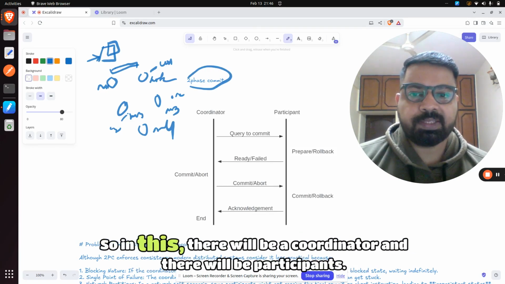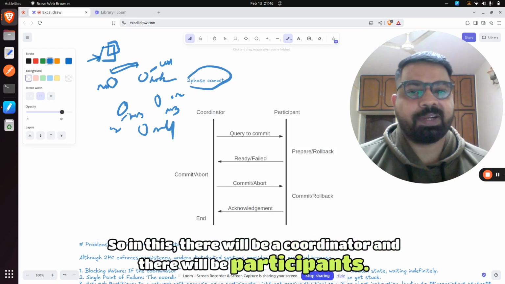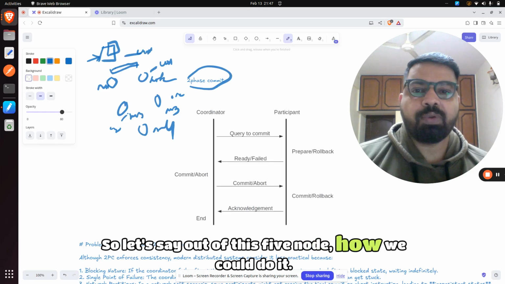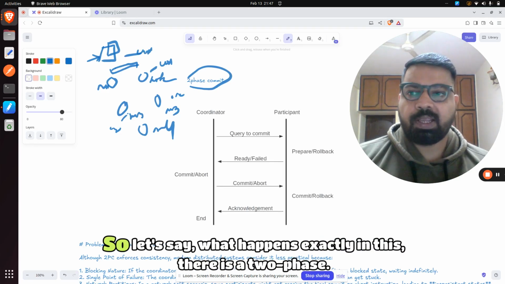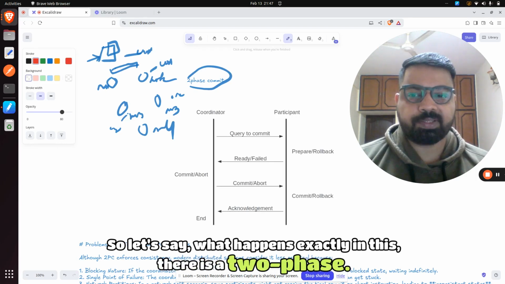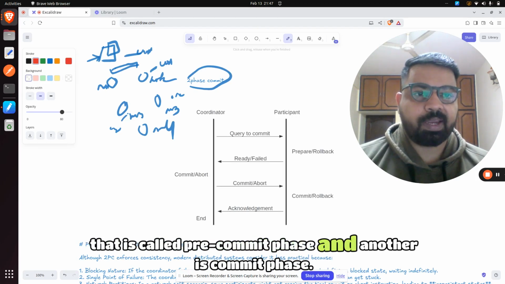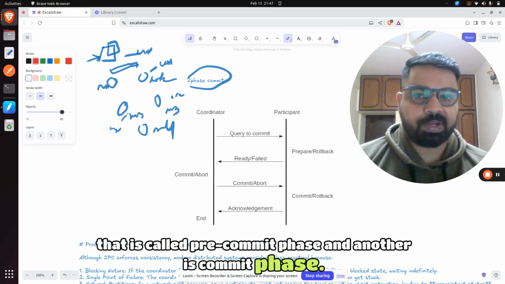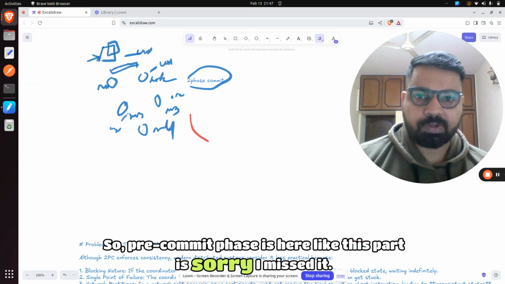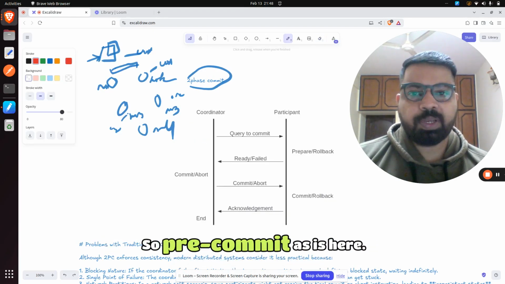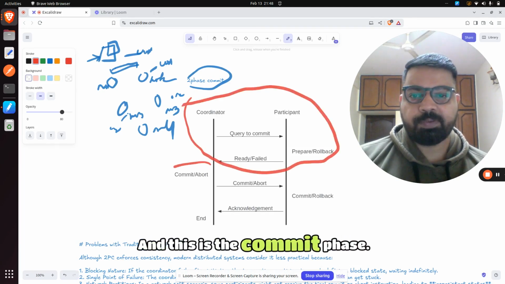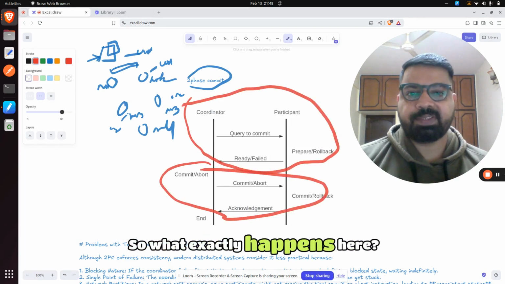In this, there will be a coordinator and there will be participants, right? So let's say out of these five nodes, how could you do it? What happens exactly in this? There are two phases: a pre-commit phase and another, the commit phase. The pre-commit phase is here, and this is the commit phase, right? So what exactly happens here?